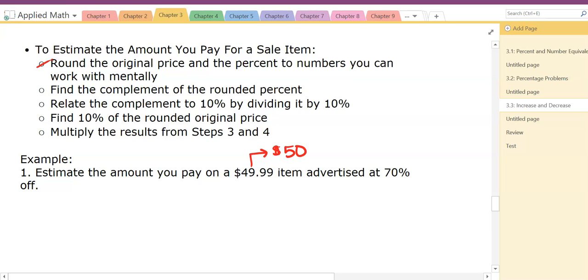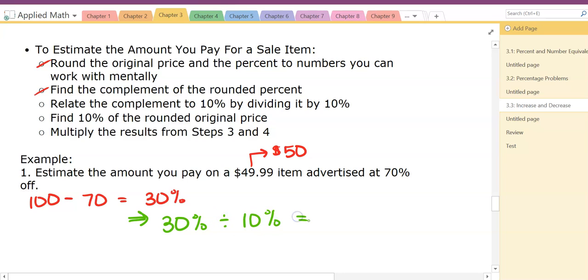The second step is to find the complement. So remember, that's what we were just doing. We're taking 100 minus 70 to get 30%. Okay, that takes care of the second step. Now what they want me to do is to relate this by dividing 30% by 10%. So they're trying to get rid of the percentage here. So we take 30 divided by 10%. The percentage signs are going to be gone, and we're going to be left with a 3. That takes care of the next step.